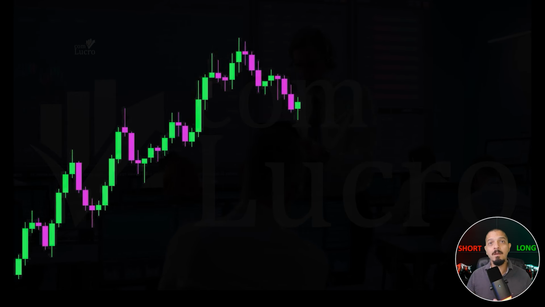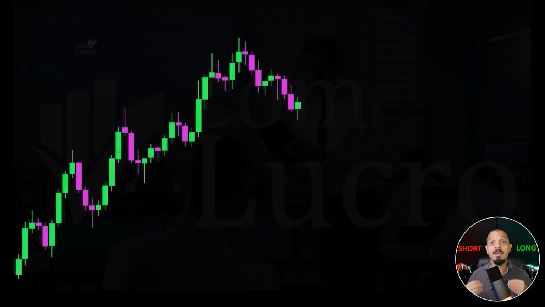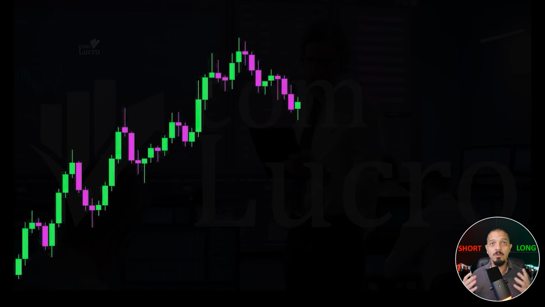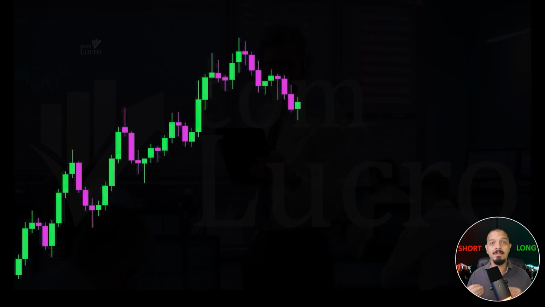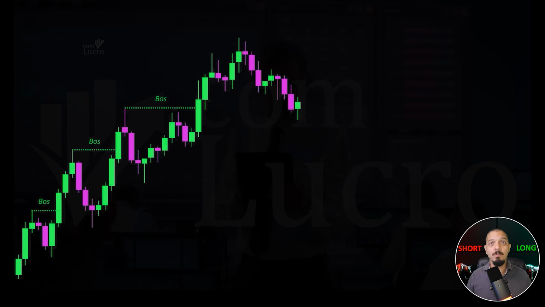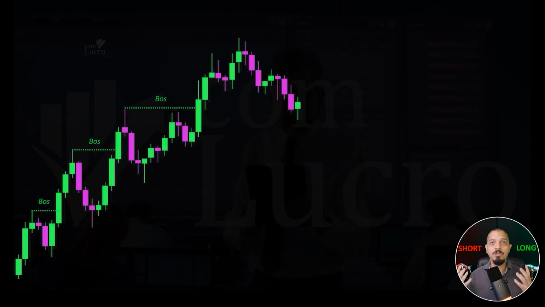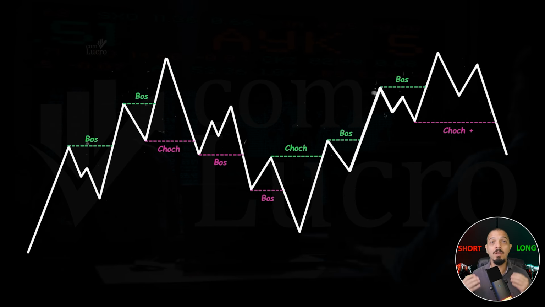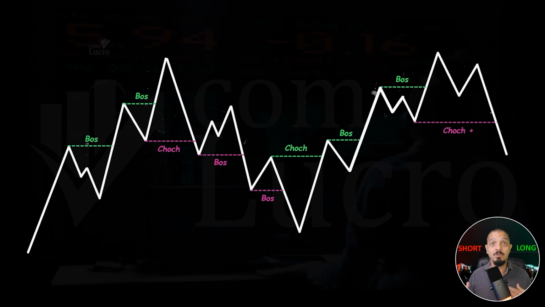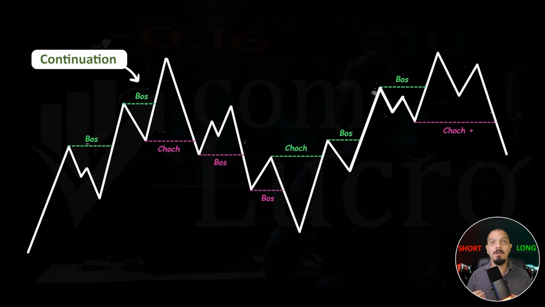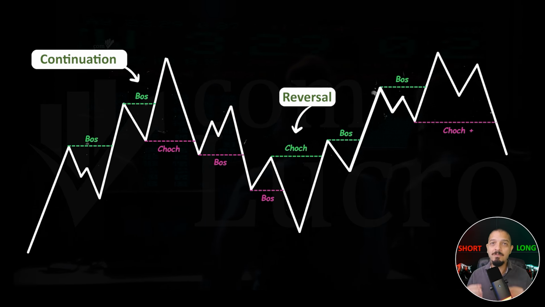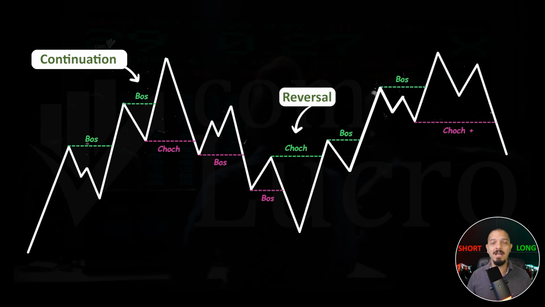In the first step, we identify the market direction by marking breakouts and changes of character, or BOS and CHoCH. These can easily be drawn manually using simple trend lines and labels to visualize structure shifts on the chart. Start by marking each break of structure that confirms trend continuation, and each change of character that signals a possible reversal. These 2 elements form the foundation of market structure analysis.